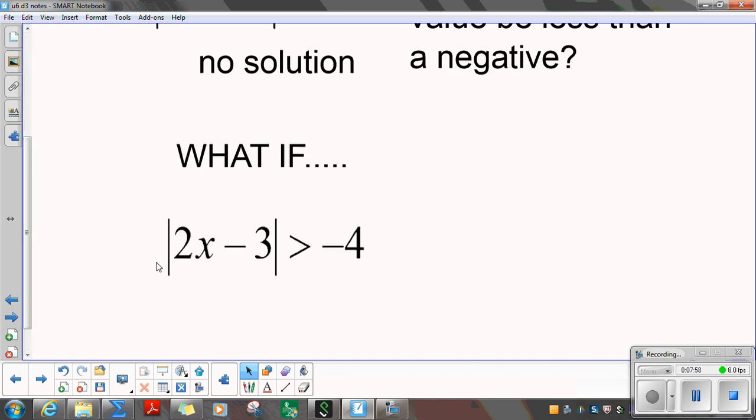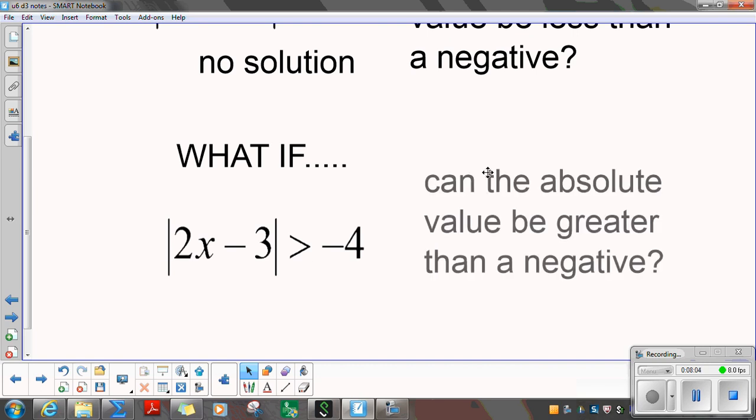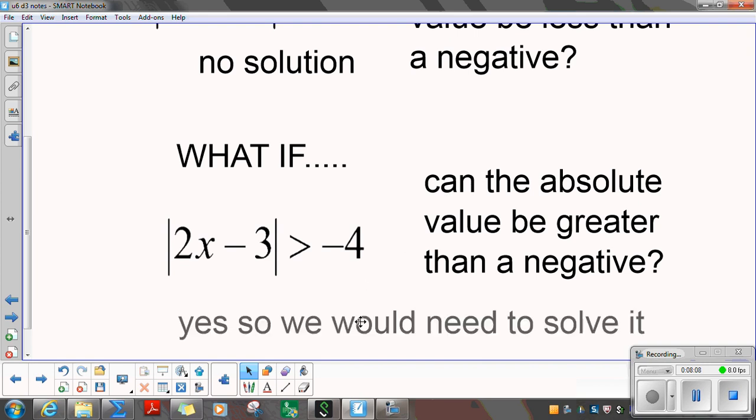Now, what if you had something that said this absolute value has to be greater than negative 4? Well, can an absolute value be greater than a negative? Yes. So that means you'd have to solve it and actually figure out what would work. Okay?